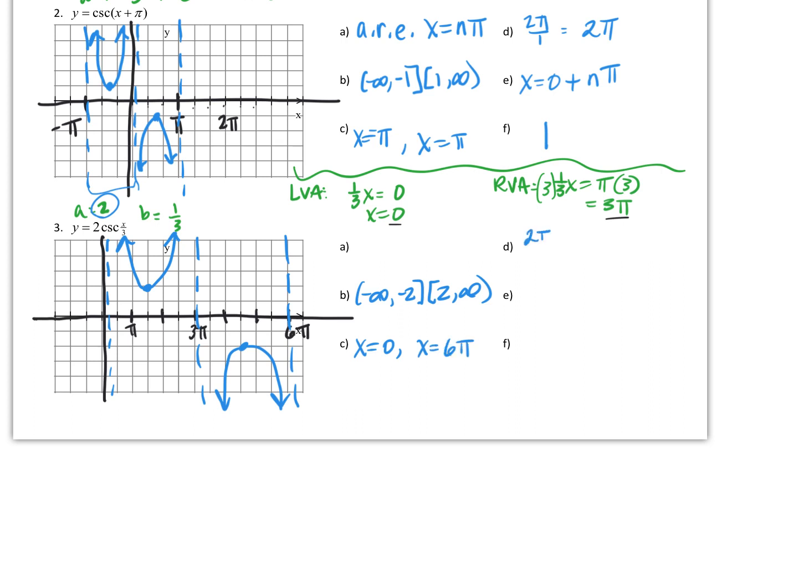Okay, so 2 pi over 1/3. If you keep it, change it, flip it, it's 2 pi times 3, which does indeed give us the 6 pi. Asymptotes, okay, 0 plus n and then half of the period, 3 pi. So we would say 3n pi. And the amplitude is a 2. And then our domain is all reals except where x is equal to 3n pi. All right, let's try the ones on the back.